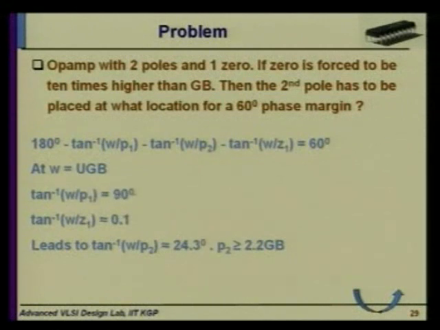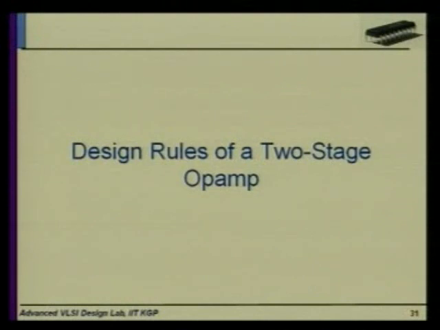This result we will use later, that P2 should be greater than or equal to 2.2 GB. For the boundary condition we will take P2 equals 2.2 GB. So today's topic is design rules of a two-stage op-amp.